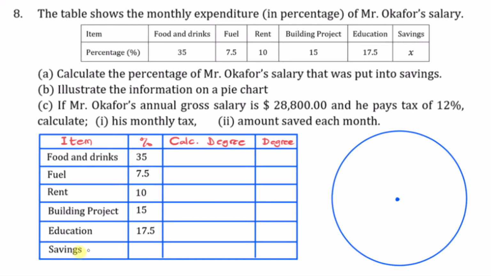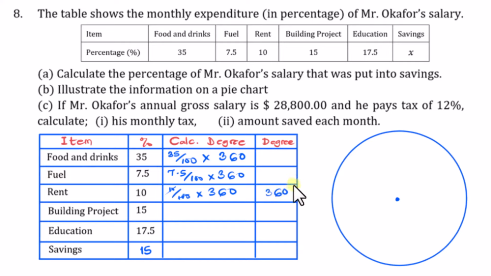The percentage for savings, we just got to be 15. So we can calculate this. And how do we go about that? Since this is in percentage, but we want to scale it to 360, what we do is that we prorate it: 35 over 100 and multiply by 360 degrees. The same thing we do to the other ones. 7.5 over 100 times 360, then 10 over 100 times 360. This is quite straight. 10 in 10 is 1, 10 in 100 is 10, then 360 over 10, this will be 36 degrees.